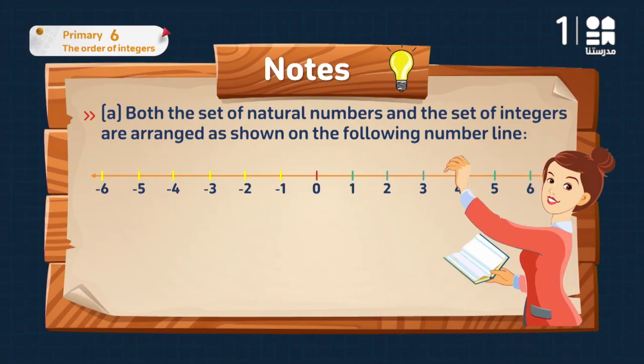As we saw in the video, it talks about the order of the integers, and it shows that whenever the number is moving from left to right it is getting bigger, but from right to left it is getting smaller. Let's see these notes. The notes say that both the set of natural numbers and the set of integers are arranged as shown on the following number line.